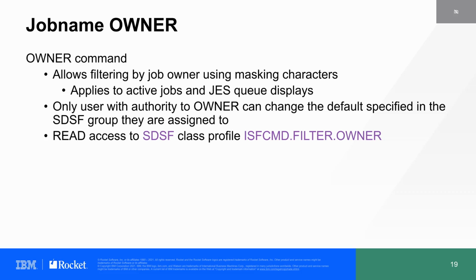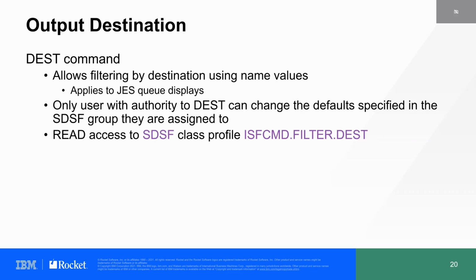In the same way, owner. Okay, so owner is the user ID that owns the job or the output. It works in a very similar fashion to prefix, and it has its own profile. So you need read access to ISF.COMMAND.FILTER.OWNER. And again, if you don't have read access to that, you cannot change the owner. And the same goes with the dest command as well, the output destination. So we have another SDSF class profile, ISF.COMMAND.FILTER.DEST. You need read access in order to issue the dest command and change the destination.